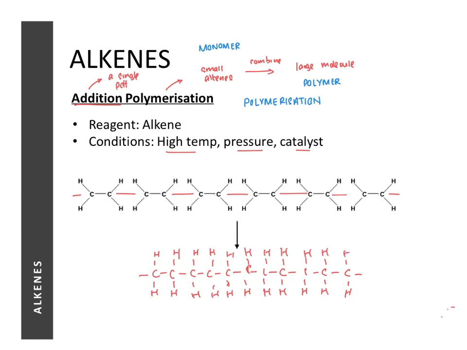So it extends indefinitely to the right, it extends indefinitely to the left. So addition polymerization of alkenes will produce a long chain alkane. In the chapter on macromolecules, we're going to learn more about polymerization. We're going to learn more about how to represent polymers accurately.